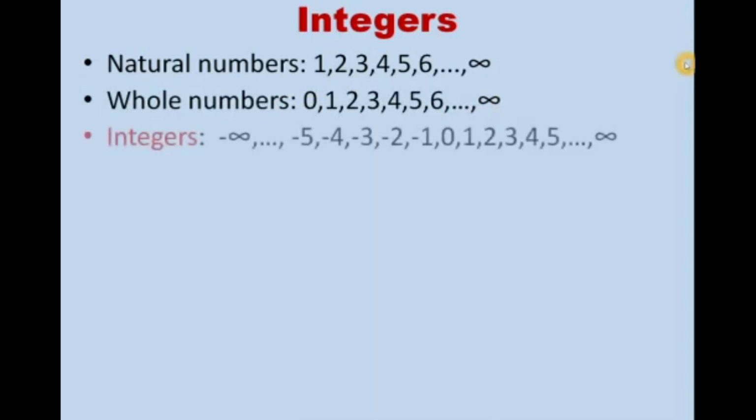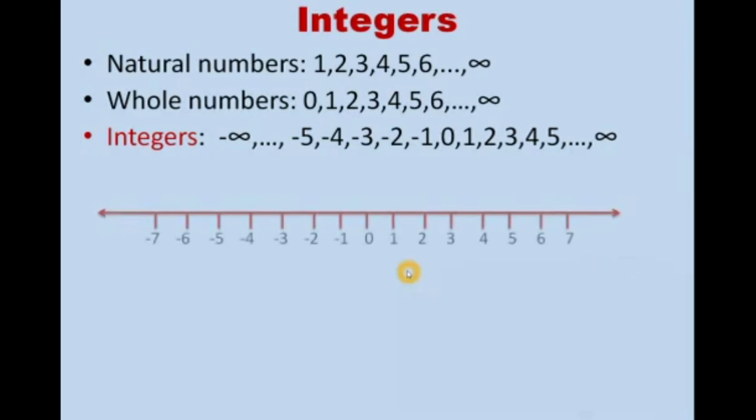So what are integers? Integers are all the whole numbers and their negatives. It is indefinitely extended on the right side and on the left side. Let us represent integers on a number line. Integers on the right side of 0 are positive integers, and on the left side of 0 are negative integers.